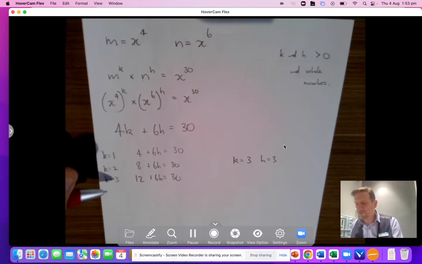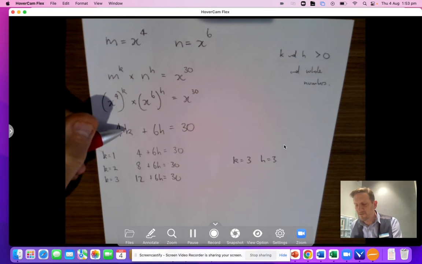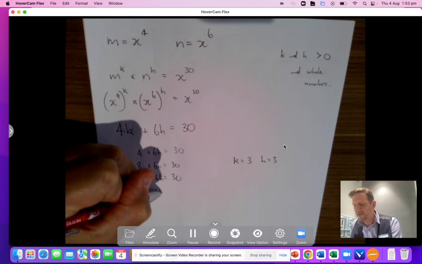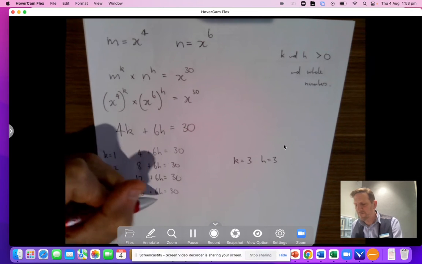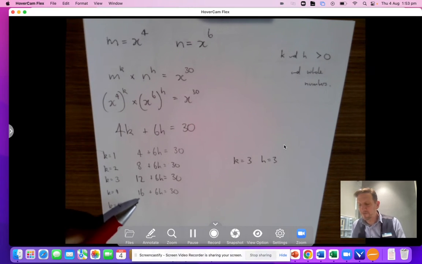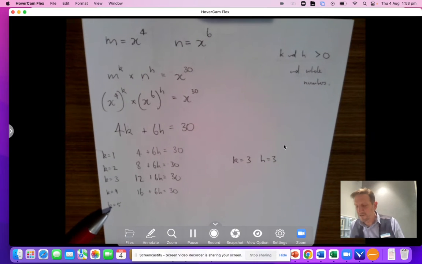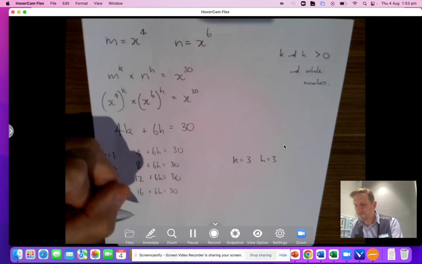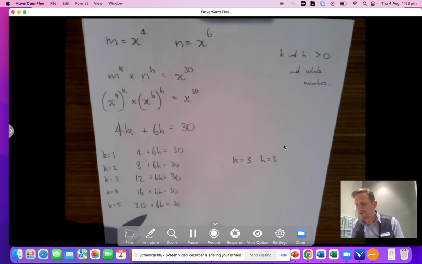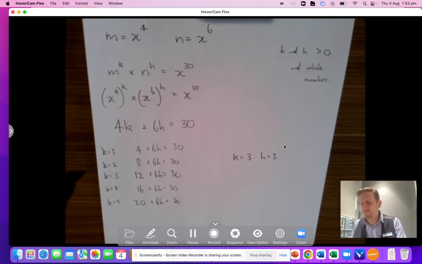Is there any other solutions? I don't think so, because when k is 4, you get 16 plus 6h equals 30. That's going to be 14. When k equals 5, what are we going to get? There might be one other solution, actually. When k equals 5, we're going to get 20 plus 6h equals 30. So 6h equals 10 doesn't work.